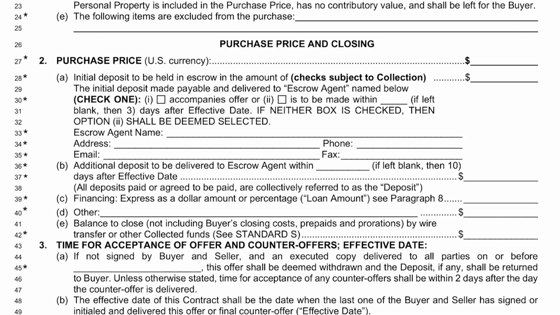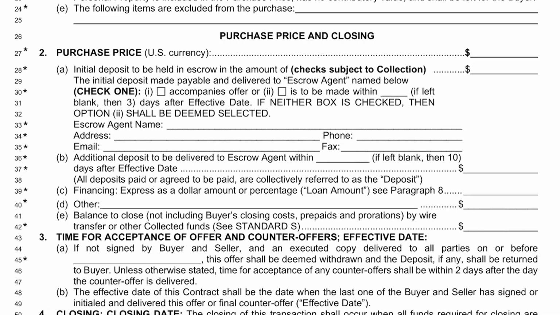Time for acceptance. That's line 45. So this is you're sending off the contract for the seller to accept, and you're giving them X amount of days to accept it. If you want to be aggressive, you do it within 24 hours. If you want to give them a little bit of time, 48 hours is what's normal. If there's a lot of holidays involved, maybe you need to extend it another day or so. But don't go too far out, because ultimately, if you're out 3, 4, 5 days, you're giving them that much more time to get other offers in. So 24 to 48 hours is what's typical.